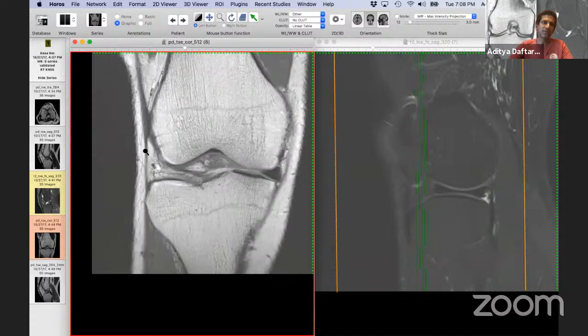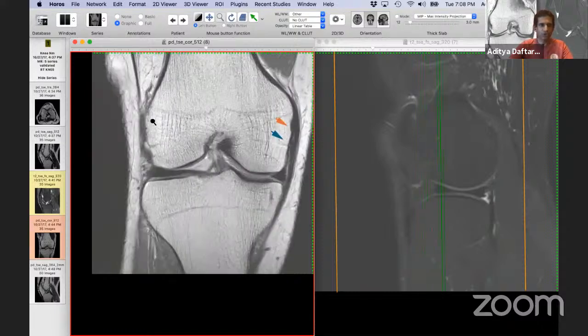Remember, you'll often see a little bit of scarring and edema between the iliotibial band and the lateral femoral condyle. This may or may not be associated with iliotibial band friction syndrome. So you want to look for that.